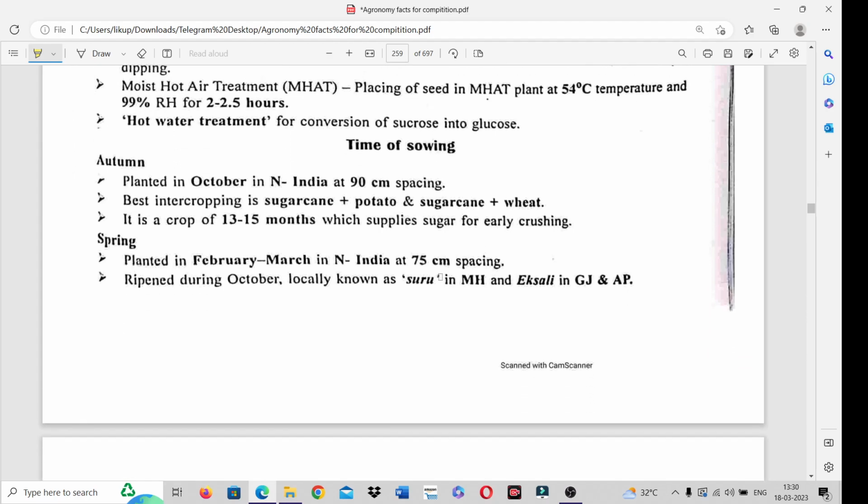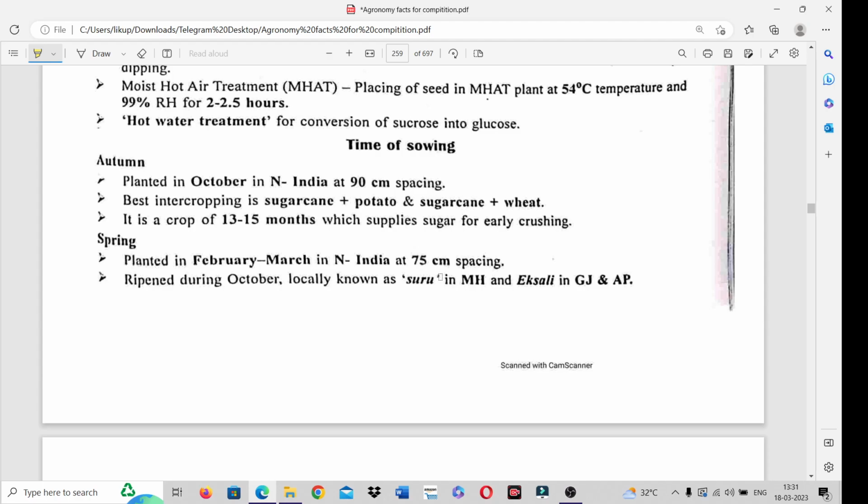Time of sowing is autumn, that is planted in October in North India at 90 centimeter spacing. The best intercropping is sugarcane-potato or sugarcane-wheat. It is a crop of 13 to 15 months which supplies sugar for early crushing.